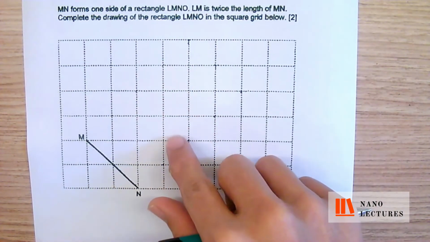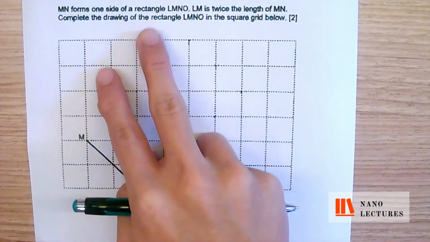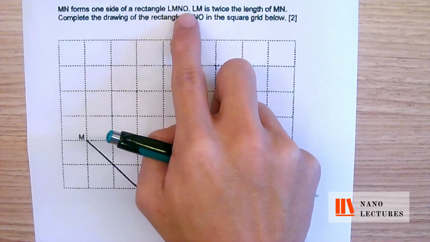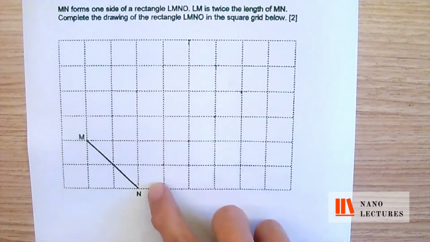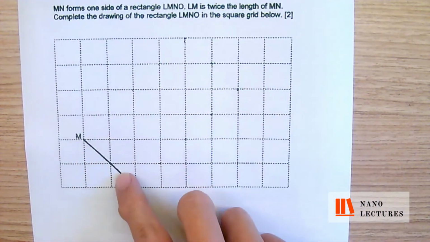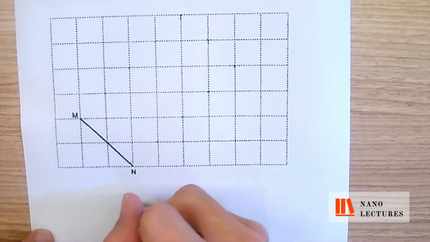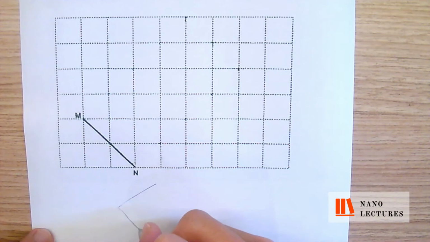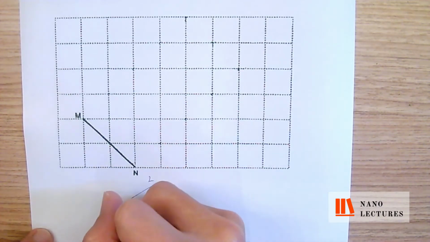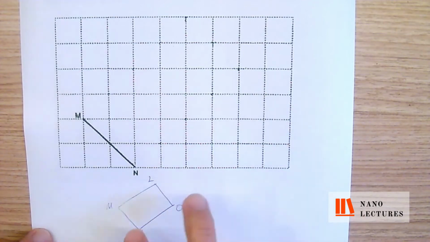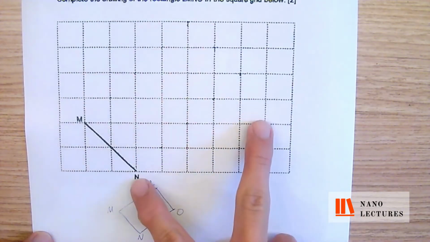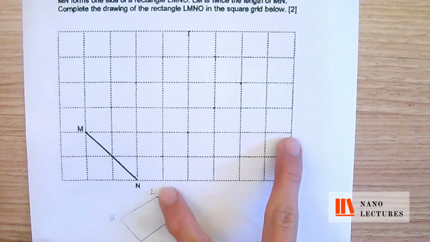Before you start drawing, you need to visualize the thing first. Now, they say that it's a rectangle LMNO, so it probably looks something like this. Okay, because it's LMNO. So visualize it first. When you visualize it, draw it separately like this, then go and label L, M, N, O. After you visualize it, then you'll start drawing. Don't go and start drawing without any planning.